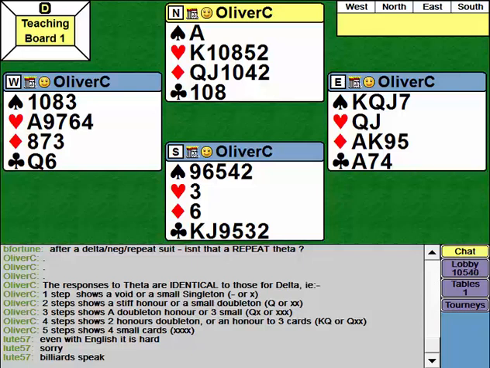Okay, so the responses to theta are absolutely identical to those for delta. There is no difference whatever. So the rules for suit agreement for theta are also identical to those for delta. So a four-step response agrees the suit. A one- to three-step response to theta doesn't agree the suit. Okay.